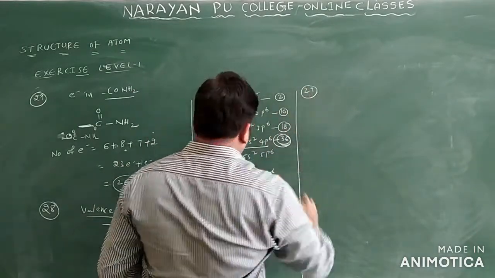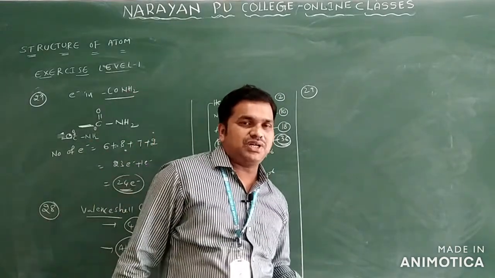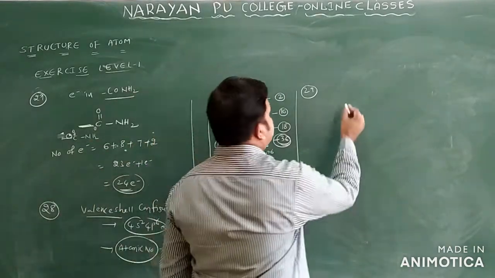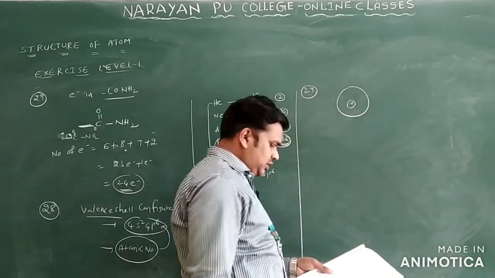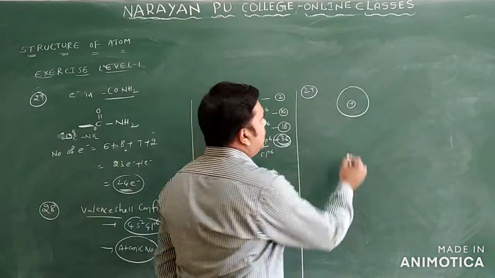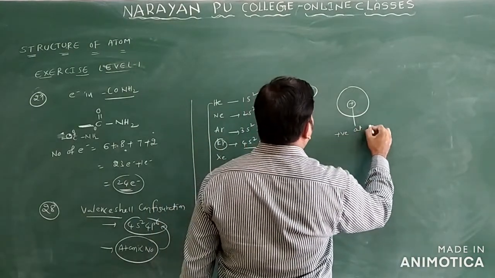Now we can see question number 29. Generally, where is the positive charge of an atom concentrated? The positive charge is mainly concentrated in the nucleus only. Positive charge is at the nucleus.